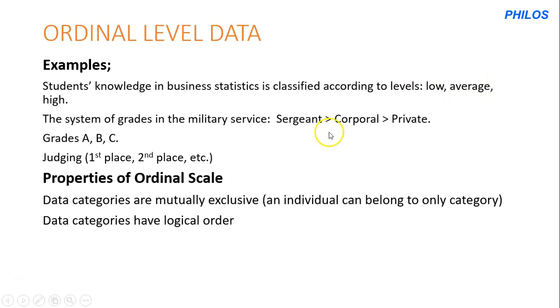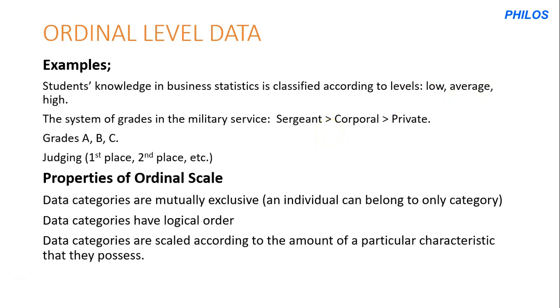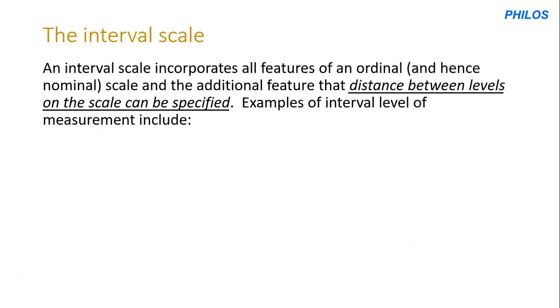Okay, so data categories are scaled according to the amount of a particular characteristic they possess. Now let's look at the next one, known as the interval level of measurement. An interval scale incorporates all features of the ordinal level of measurement. It has all the features of the ordinal level of measurement.